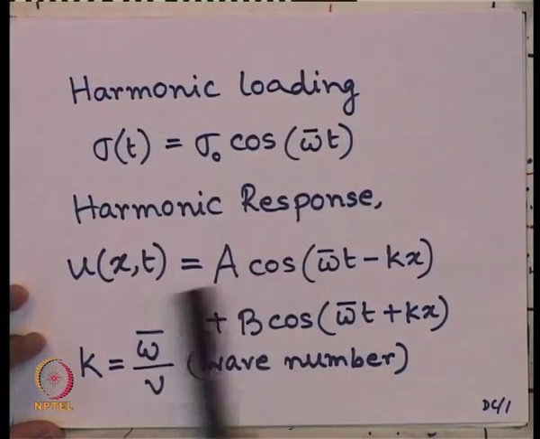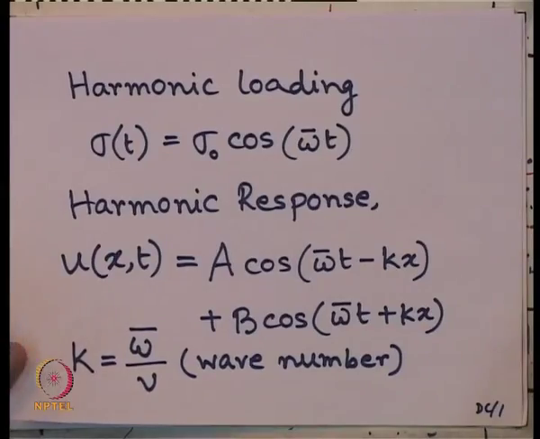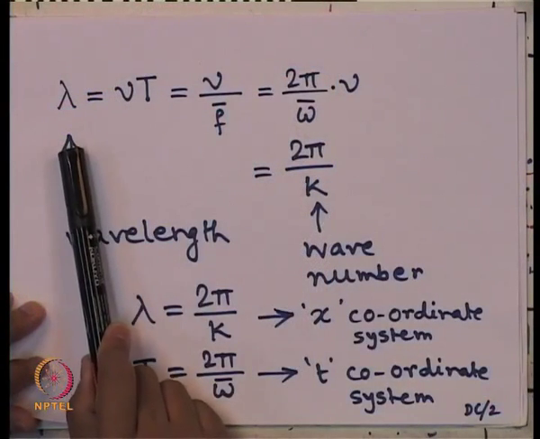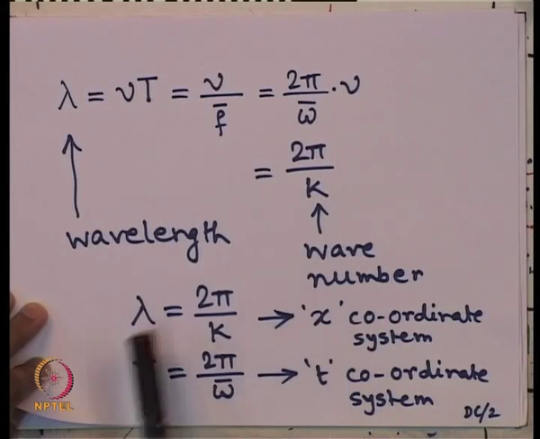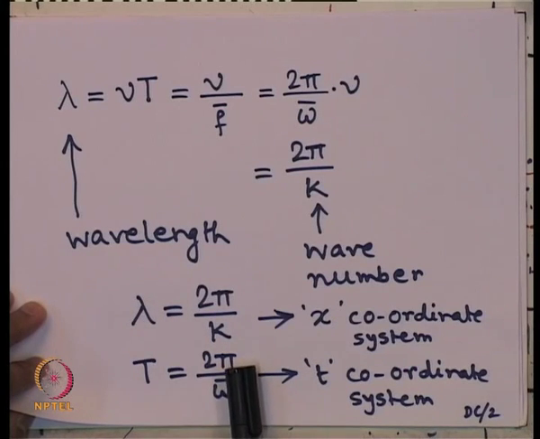We have also seen, for harmonic loading, this is the response we obtained, where we defined this parameter k as the wave number, which is nothing but the ratio of the circular frequency to the velocity of the wave in that media. We also defined another parameter, the wavelength lambda, which is related to the wave number in this format. We have seen the similarity between the relationship of wavelength lambda with wave number k, and in the time coordinate system the relationship between time period and the natural circular frequency. After that, we can see the slide here.